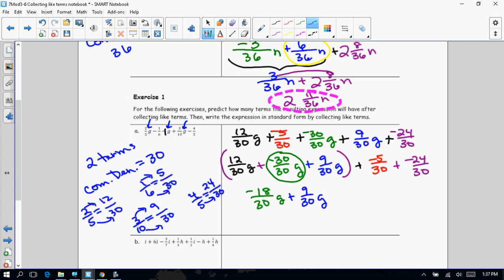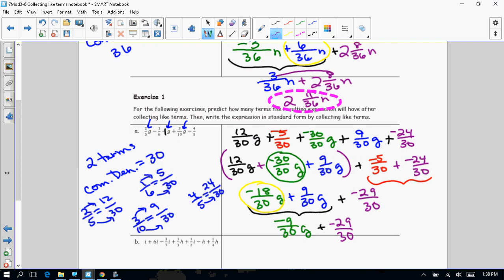Okay. And then I still, well, you know what? I could just add these. What's negative 5 plus negative 24 going to give me? It's going to give me negative 29 over 30. Almost 1. Okay, now I'm going to add for the last step. Add those two together. Well, 18 is bigger, so I'll circle the 18. Negative 18, so 18 minus 9 is negative 9. Negative 9/30 G plus negative 29/30. We could reduce these, but we're not going to. We're just going to leave them as is, call it good. I'm not going to bother with the reduction of it.